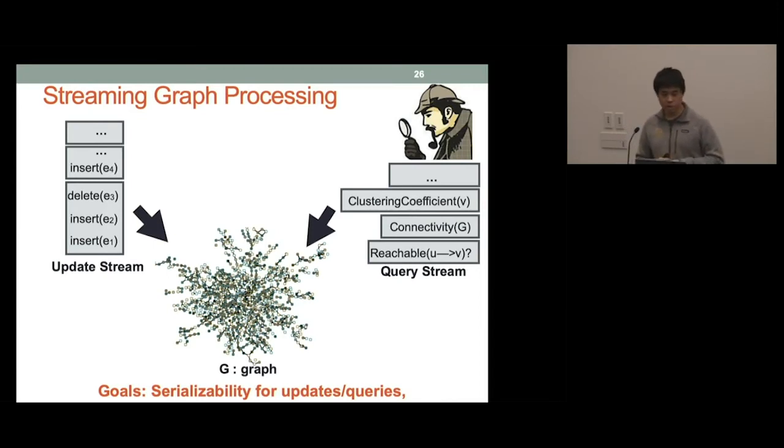And what this means is that the answers you get from the queries should be consistent with some sequential ordering of the updates and the queries. The reason we want this is that it makes the answers much easier to reason about, and it prevents us from finding certain structures in the graph that never actually existed, but were due to artifacts of running the updates and queries concurrently. And secondly, we also want to achieve low latency and high throughput for both the updates and the queries.